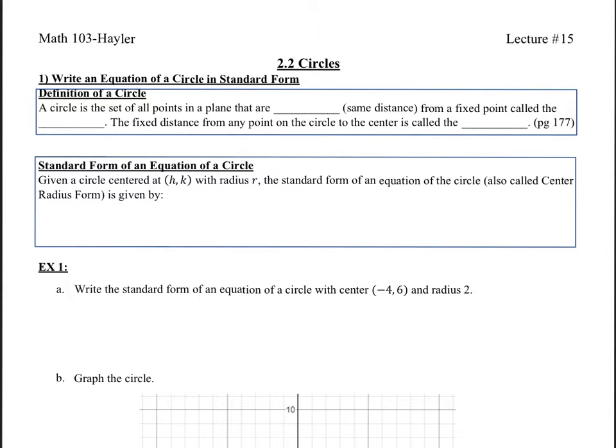Welcome to Lecture 15. We're talking about circles. Alright, so definition of a circle. A circle is the set of all points in a plane that are equidistant, which is fancy for saying same distance, from a fixed point called the center. The fixed distance from any point on the circle to the center is called the radius.